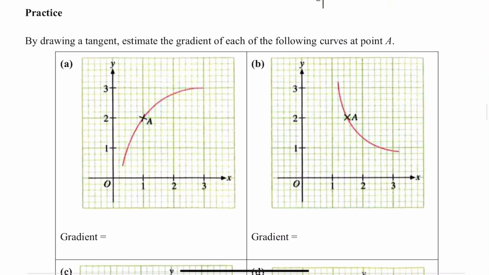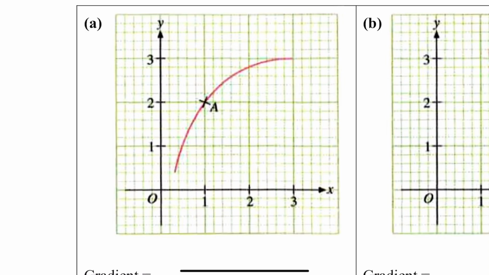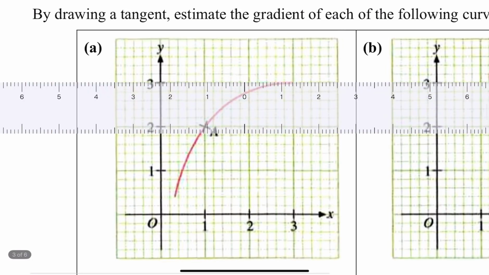Now let's look at the practice question. Part A. By drawing a tangent, estimate the gradient of the following curve at point A. So let's look at part A. This is the graph given to me. So how do I draw a tangent? I will place my ruler. Okay, take out my ruler.